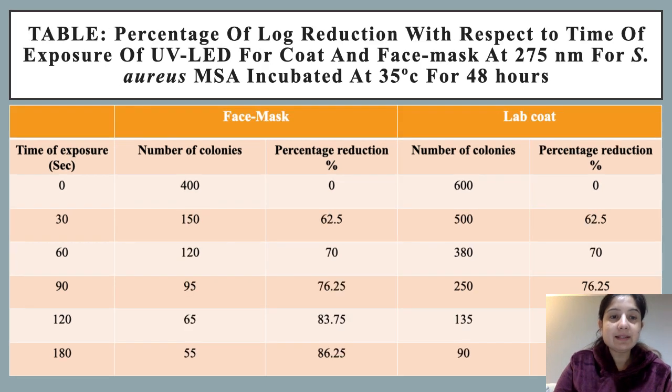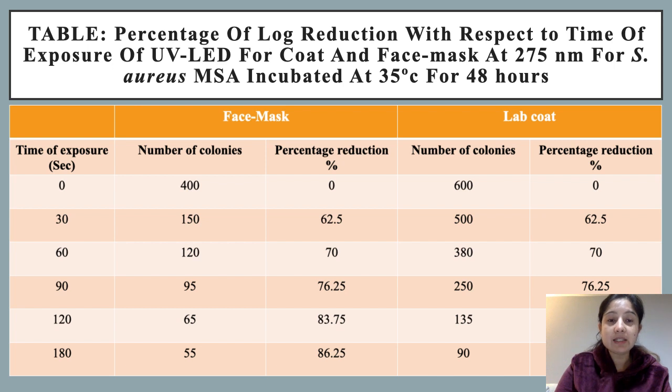So here in this slide, we can see the same experimental setup results. The only difference here is the 275 nanometer wavelength of UV LED, which was 265 in the last slide. So we can see there is a log reduction here for the laboratory PPE after disinfecting it for a certain amount of time, but comparatively it is less as compared to 265.